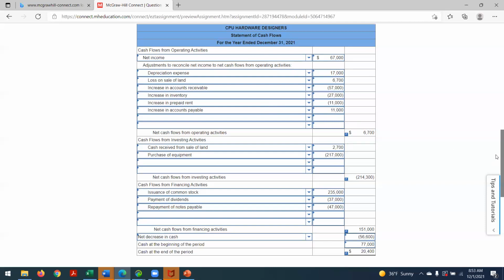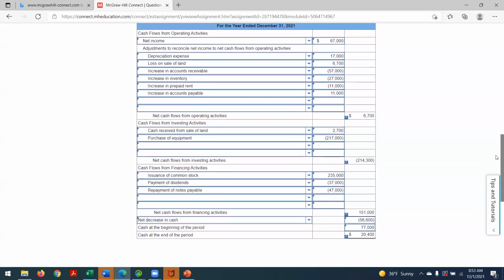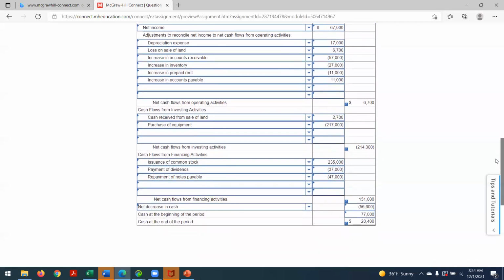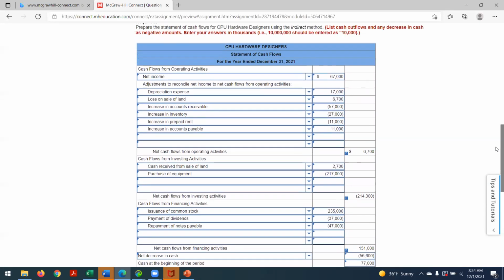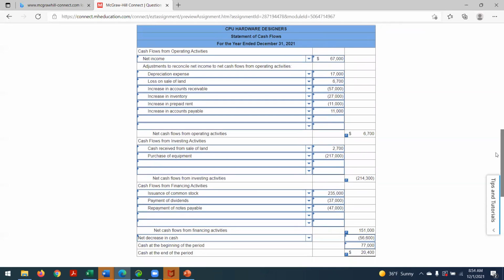For investing, cash received from the sale of land, we would add. Purchasing equipment, we subtract. And then financing, issuance of common stock, we add. Paying dividends or paying back the note, we subtract. Are there any questions in how to complete this?